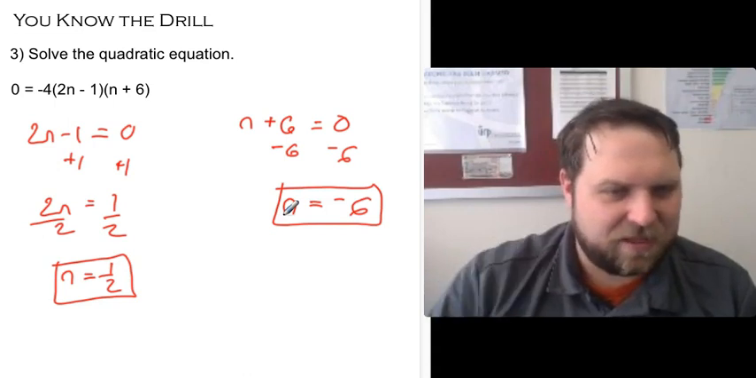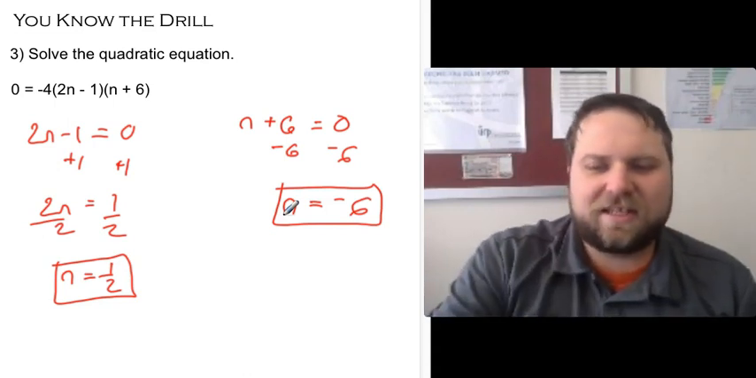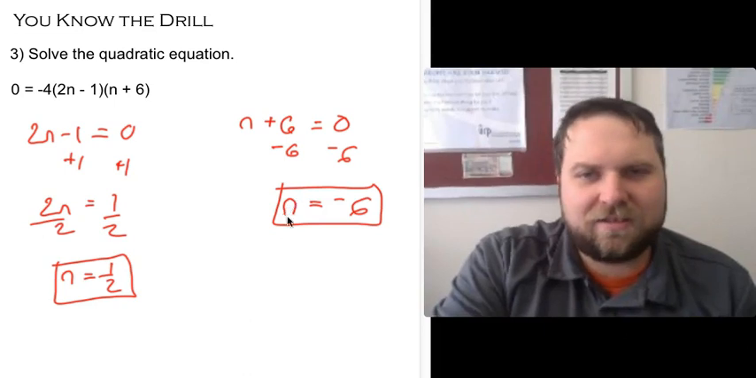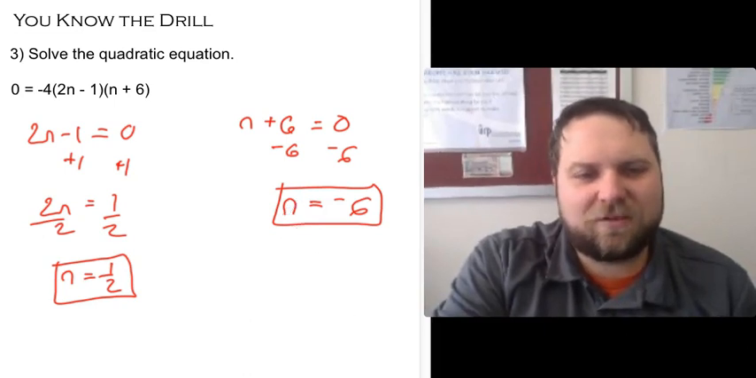That's the other. So friends and neighbors, there you go. That is the zero product property. You are now ready to solve any quadratic equation you see in intercept form.